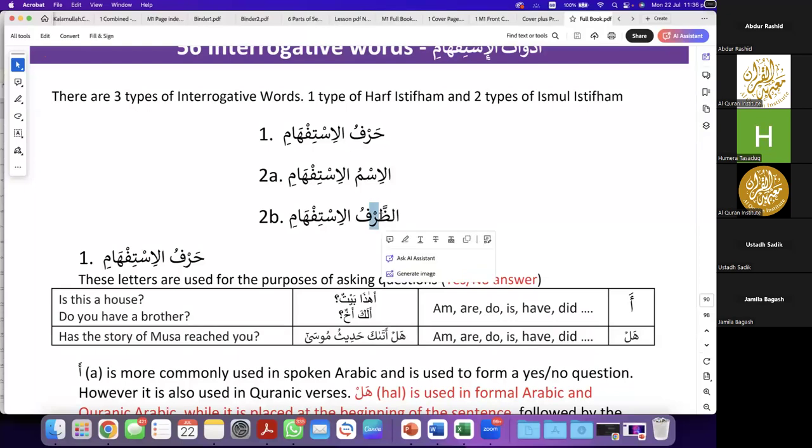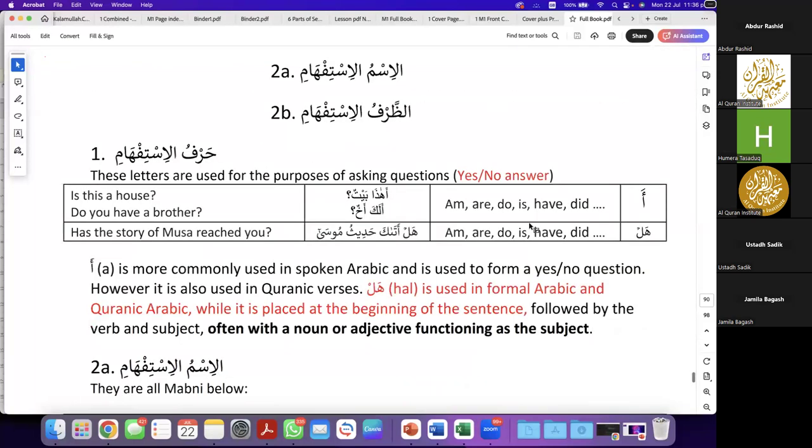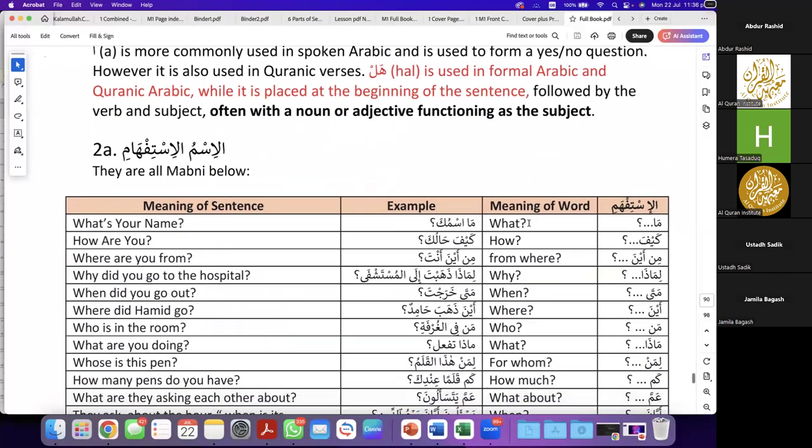So ismul istifham are two, and then harful istifham is only one. Just try to remember that, everyone. Okay, inshallah. Can I quickly just mention the third one? It's only, just as an introduction, we can go into deeper next time, inshallah.